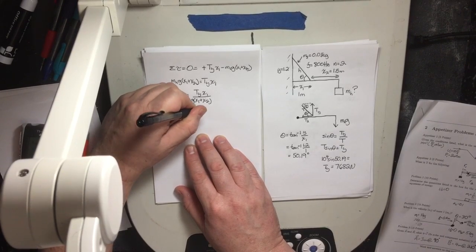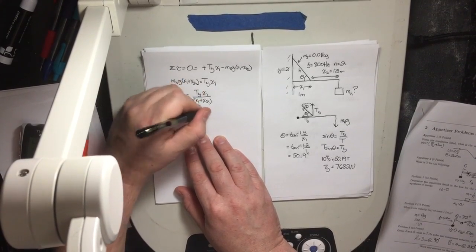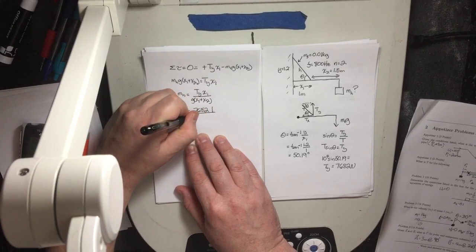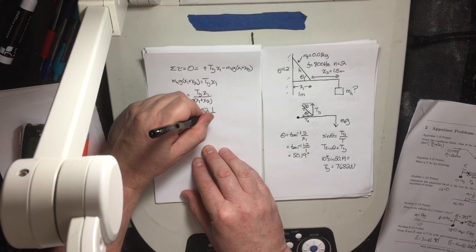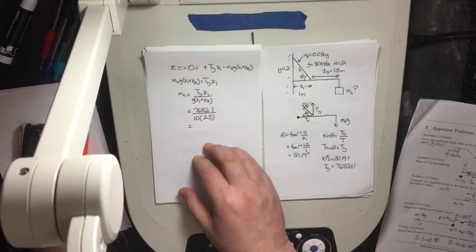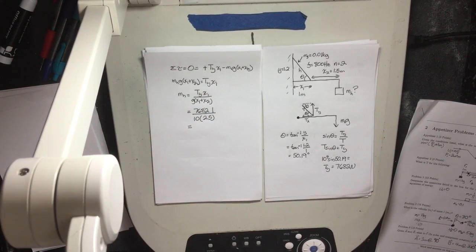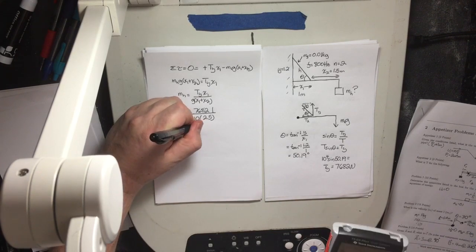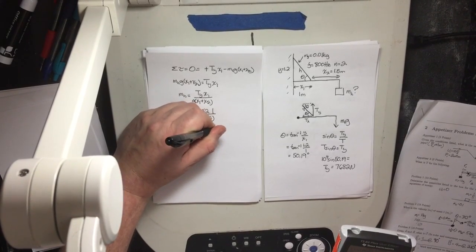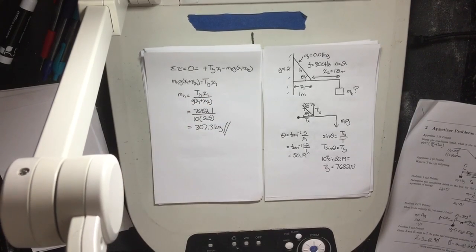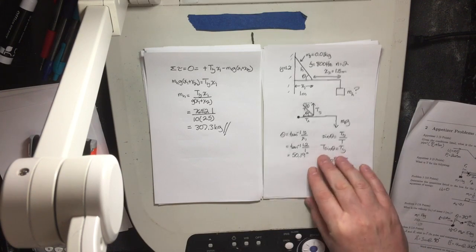Ty is 7682 times x1, over G, 10, times x1 plus x2, 2.5. So 7682 divided by 25. And I get 307.3 kilograms. Answer.